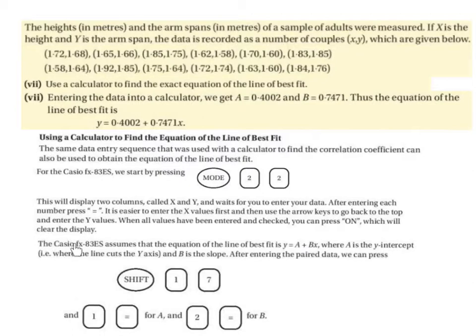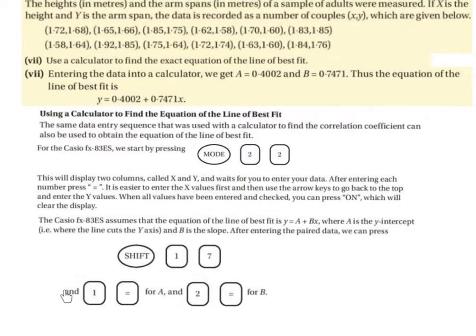The Casio FX83ES assumes that the equation of the line of best fit is y equals a plus bx, where a is the y-intercept, i.e. where the line cuts the y-axis, and b is the slope. After entering the paired data, we can press Shift 1 7 and 1 equals for the a value, which is going to be the y-intercept, and 2 equals for the b value, which will be the slope.